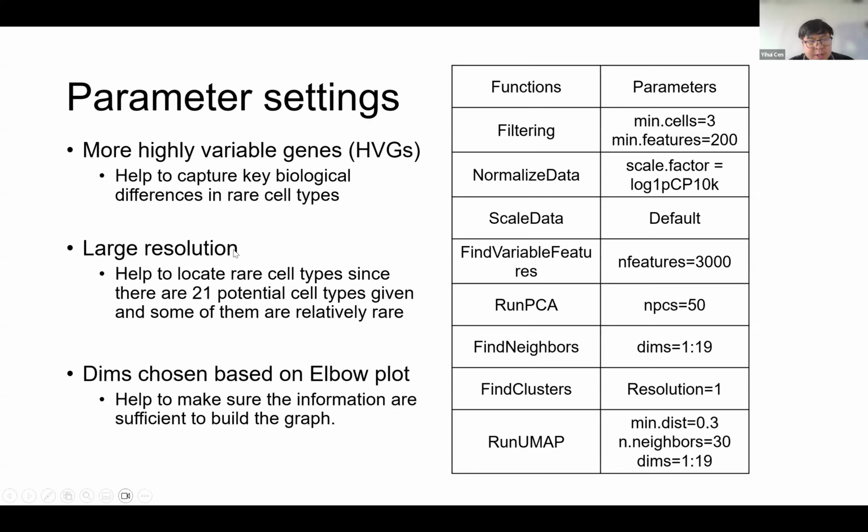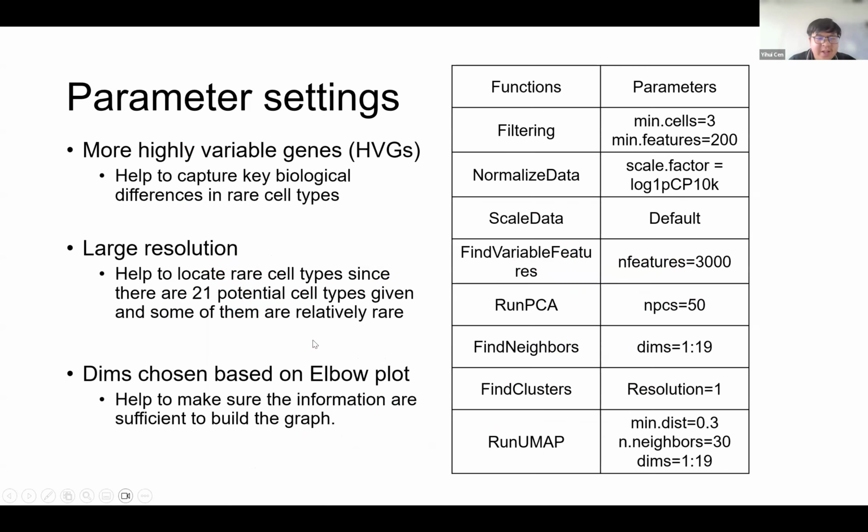And based on a similar reason, I also use a really large resolution, a resolution of 1, which is not commonly used, but it helps to locate rare cell types. For the same reason about the HVGs, I use 3,000 features instead of 2,000 for finding variable features, in case there are specific genes that can separate specific rare cell types.